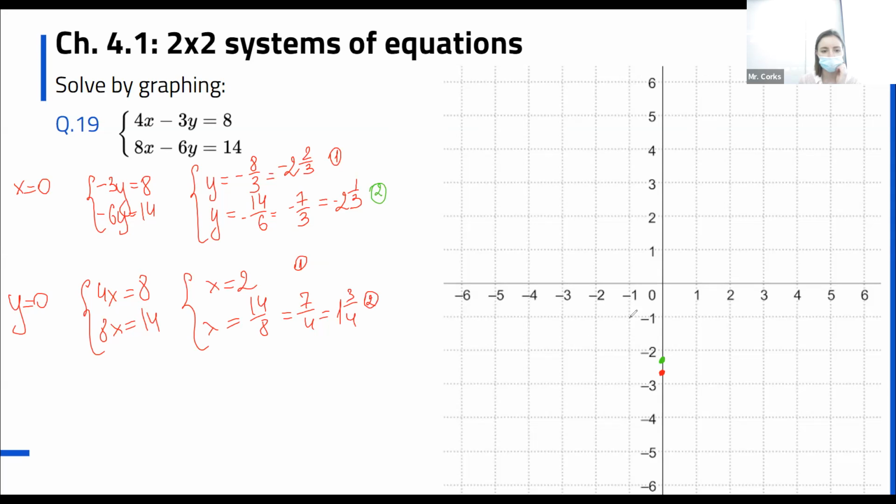So y equals 0 and x equals 1 here. And x equals 1 and 3/4 somewhere here. I think we did something wrong. Yeah, we definitely did something wrong.